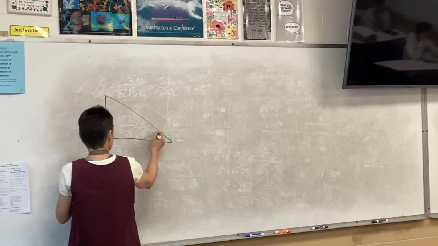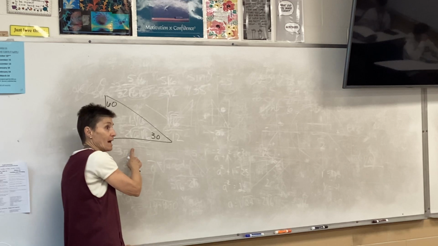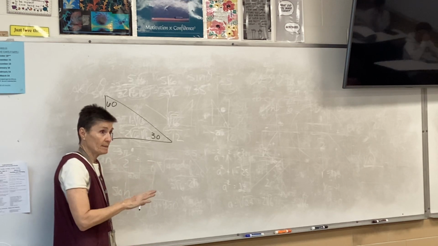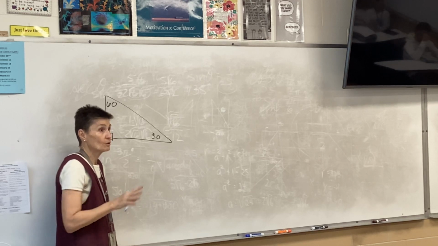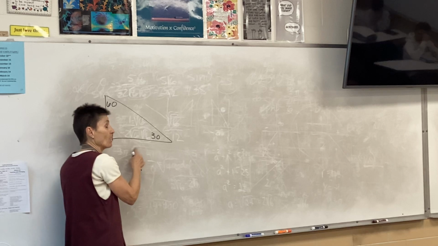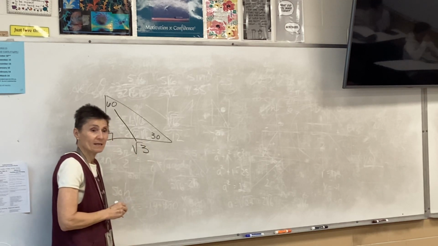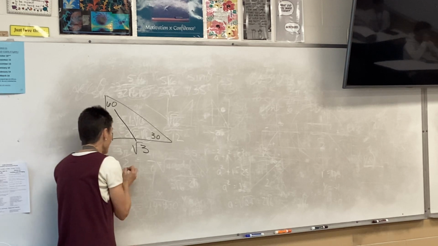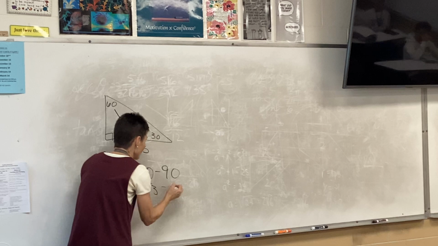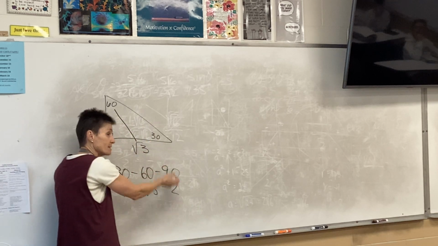All right, in this 30, 60, 90 triangle, labeled as it is, what's this side? Now remember, in a 30, 60, 90, it's either a 1, a root 3, or a 2. Those are the sides. Which one is this? Root 3. And I know it's root 3 because it's across from the 60. So we have 30, 60, 90, 1, root 3, 2. Across from the 30, across from the 60, across from the 90.